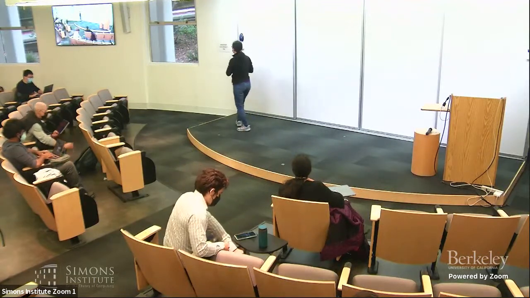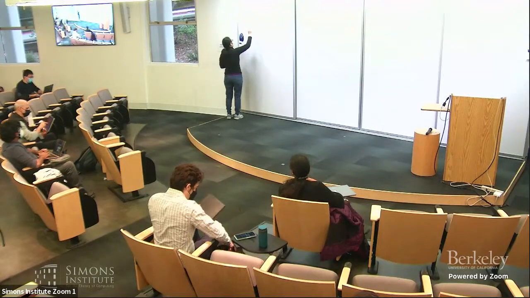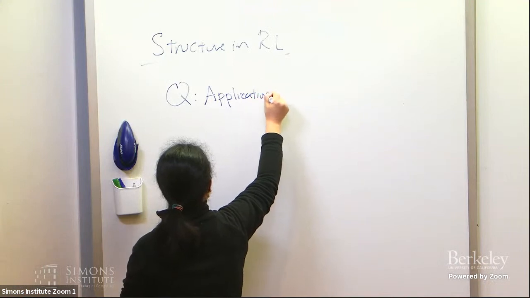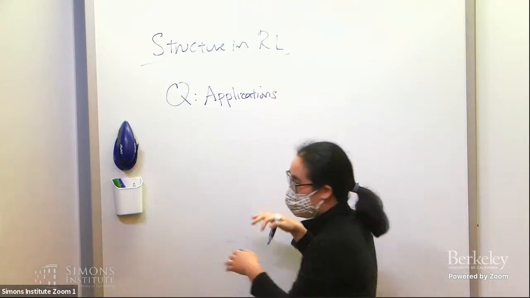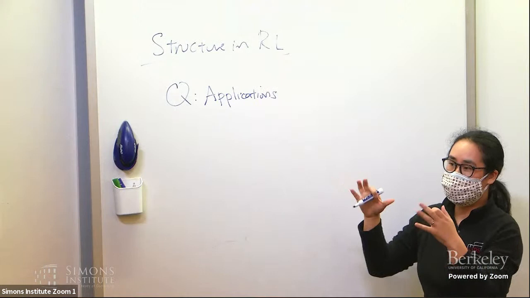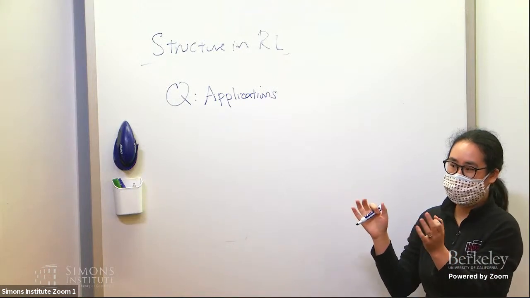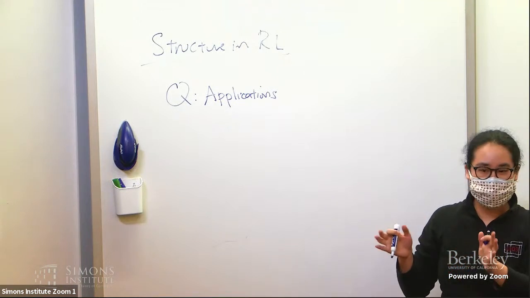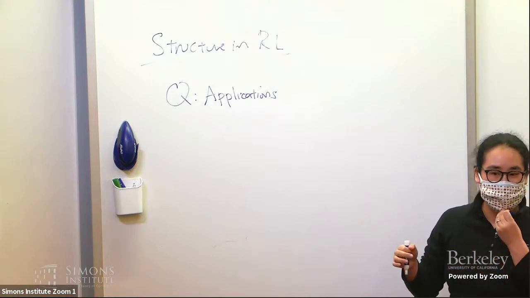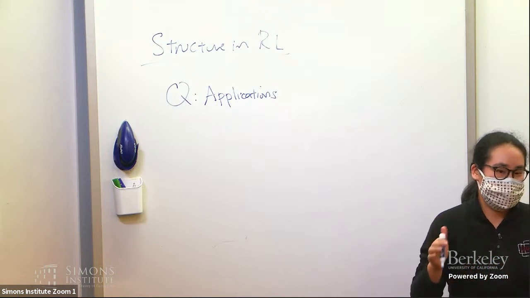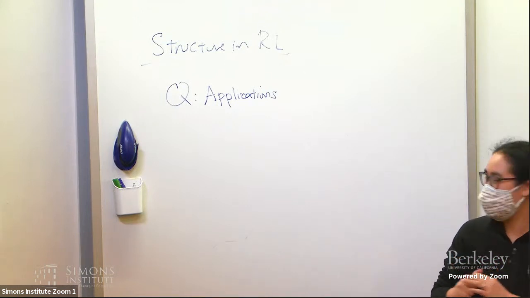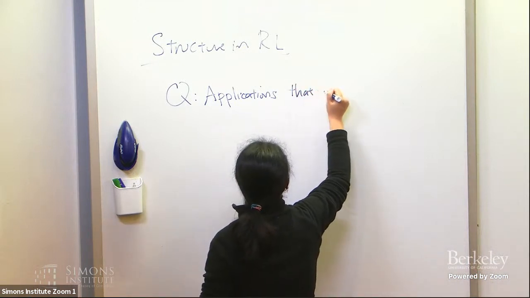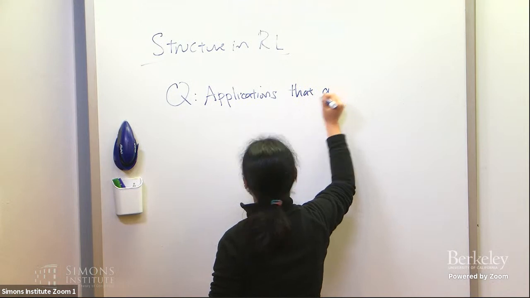So maybe one question would be, what are applications that we could brainstorm that have some kind of structure, where we could spend a bit of time to think about what the relevant structure is and how you formulate that structure in some notation that means something for MDPs. So I guess applications that exhibit structure.